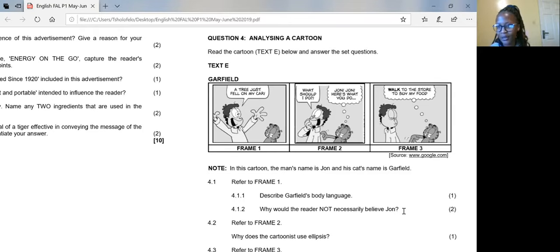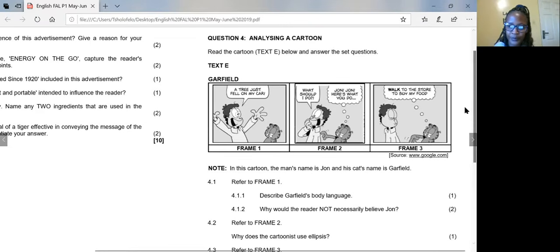You see, every time you give us what? Evidence. And where are you going to get your evidence? Body language, facial expression. However, you don't answer by saying body language. You explain explicitly the parts of the body that you are referring to in order to come up with the correct answers. Let us move along.